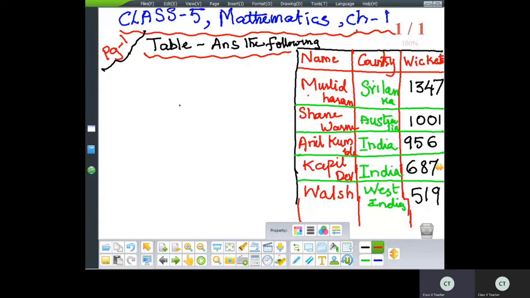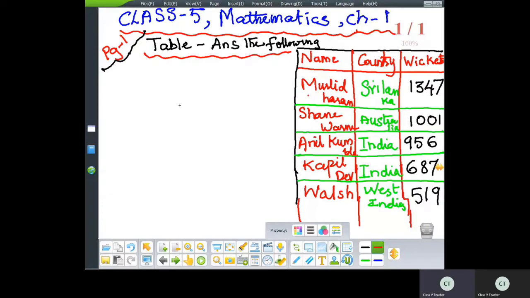As I told you in our previous session, we will be taking one textbook problem and doing it. Okay, children, so now the next one. You can see on the board that there is a table from page number 1 of your textbook.